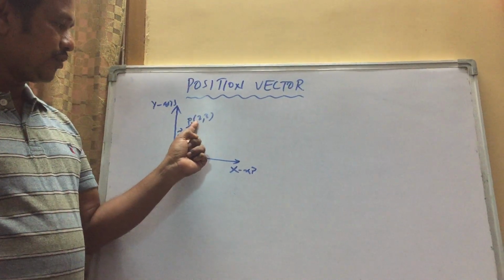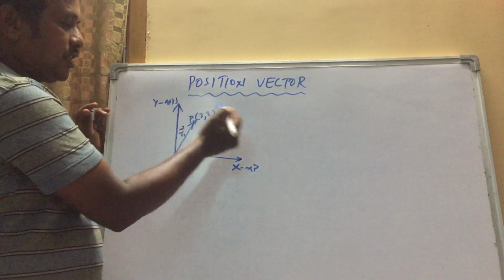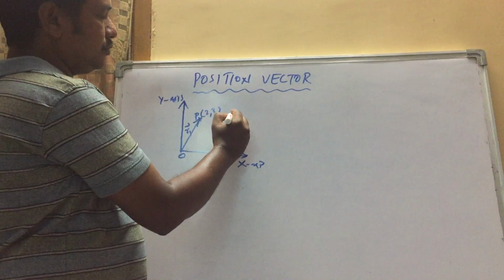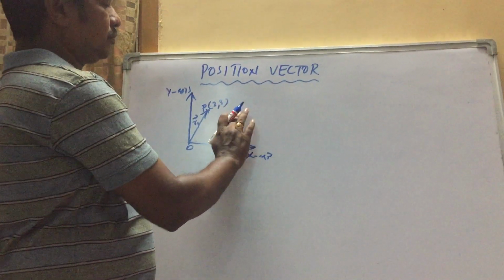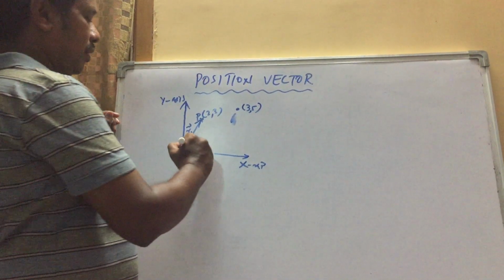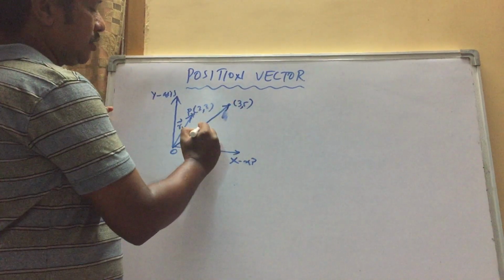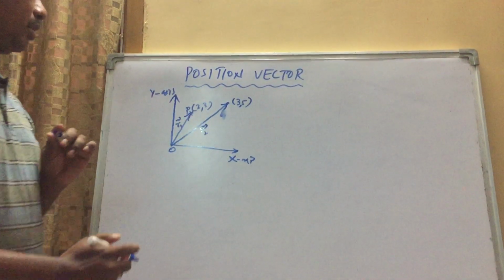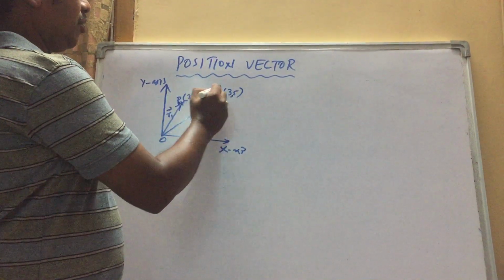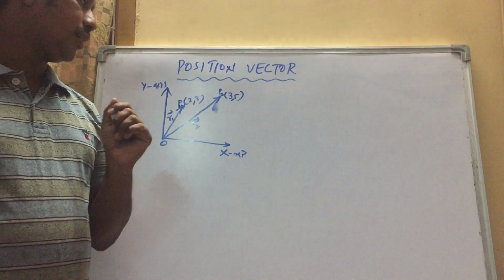So according to this situation, the particle is here. Now let us suppose that after a certain time, when it is in motion, it is shifted to this point, 3, 5. Now you write another new vector. R2 is a position vector. OP1, OP2, let us assume. OP1 is the first position vector, OP2 is the second position vector.